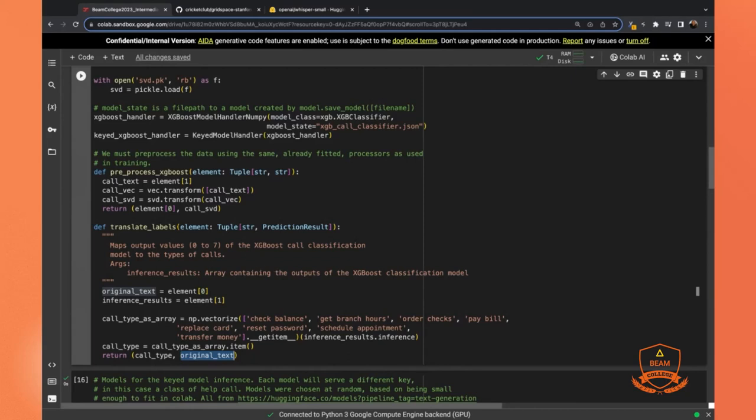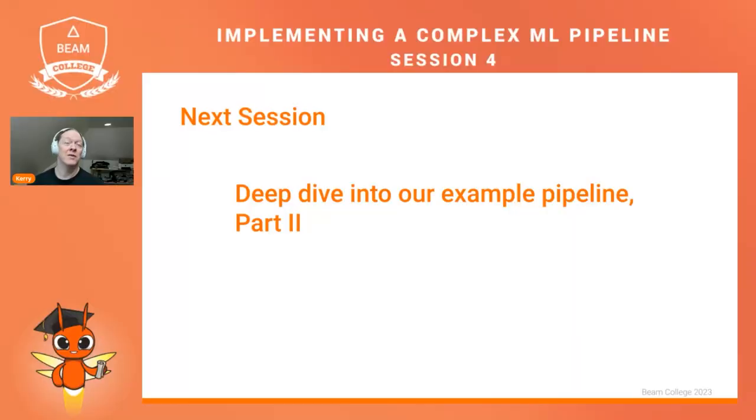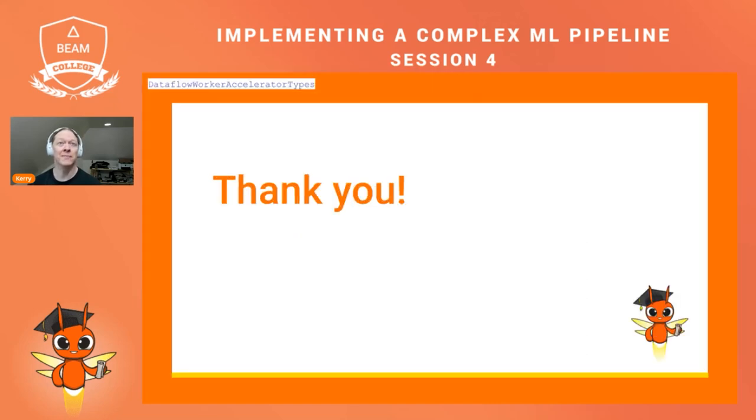So now back to our slides. So the next session, we're going to do a deep dive into our pipeline example continued, part two, where we'll investigate the fan out, where each class is assigned to a different model and then the execution of text back into speech. And we'll try to run the whole pipeline and look at it. I'll look at the actual pipeline code as well.